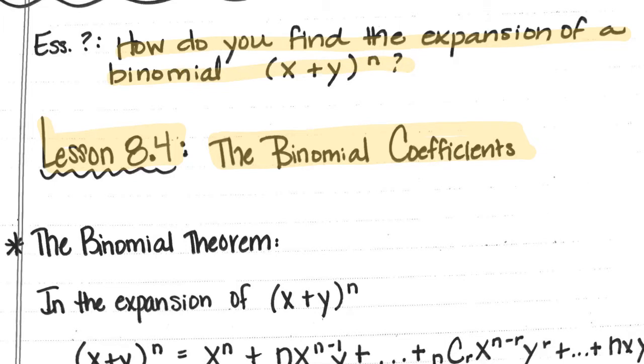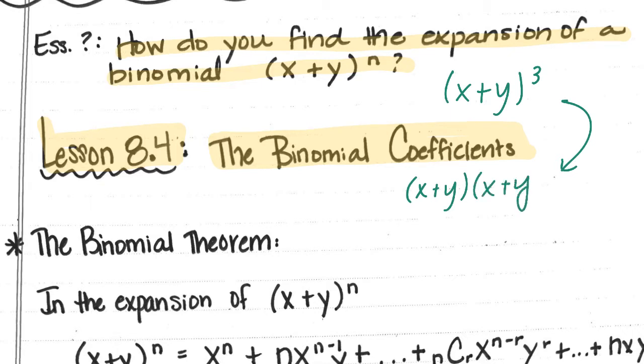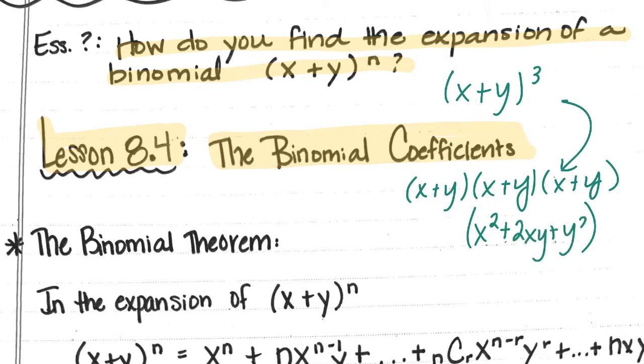So let's talk about what that means. That's kind of like having x plus y to the third power, where in the past, you've known to do x plus y, x plus y, x plus y, where you'd probably FOIL these. X squared plus inners and outers would be 2xy, last terms would be y squared, and then you would have to distribute the x through all of them. X cubed, 2x squared y, xy squared, and then distribute the y through all of them.